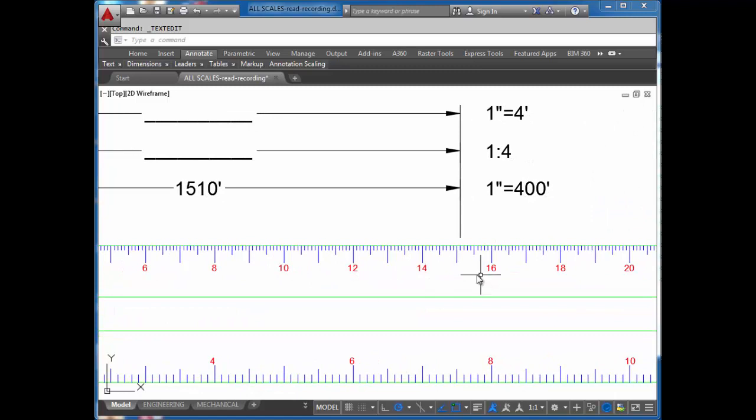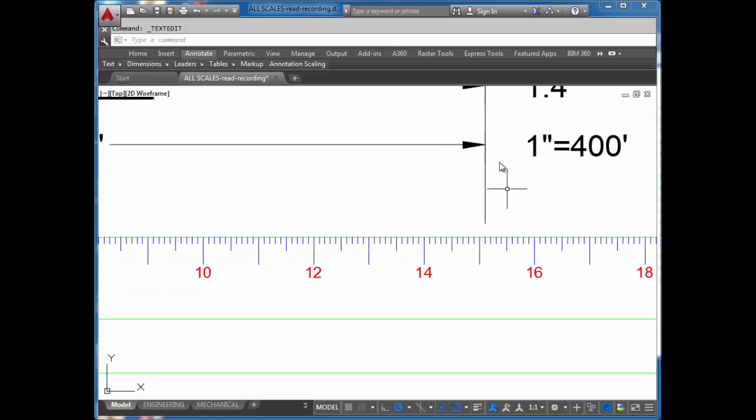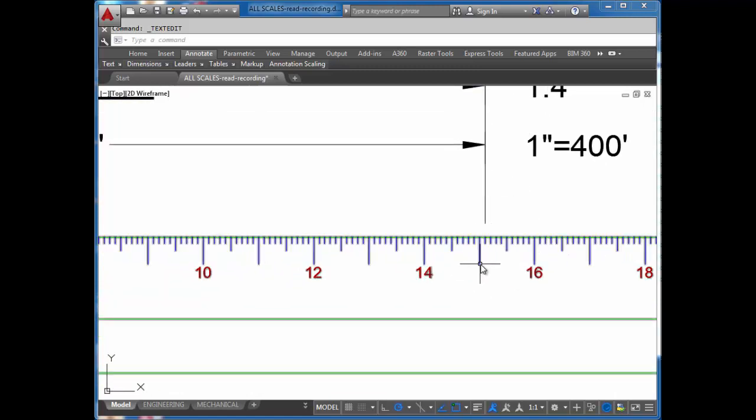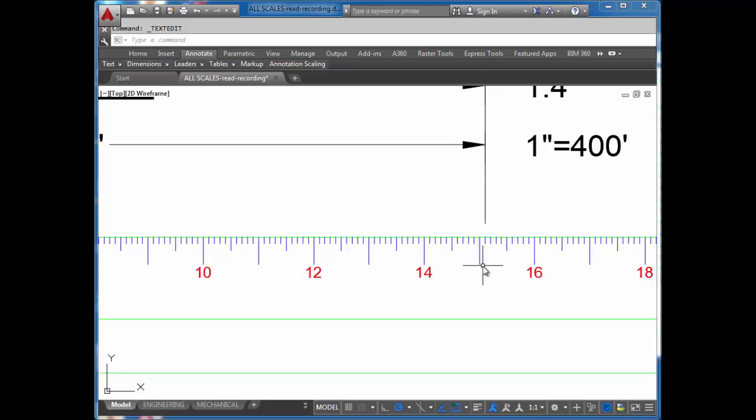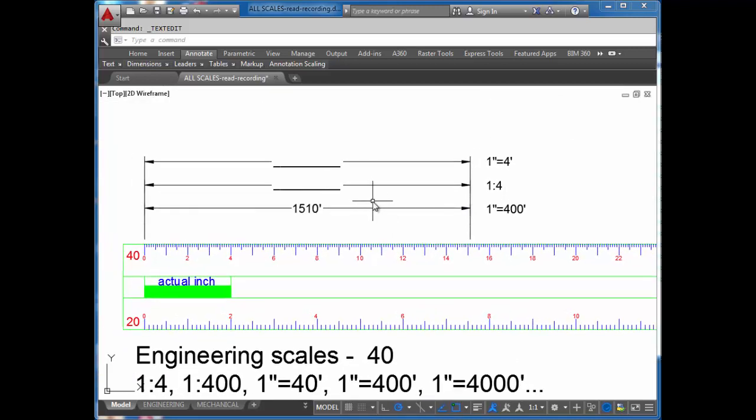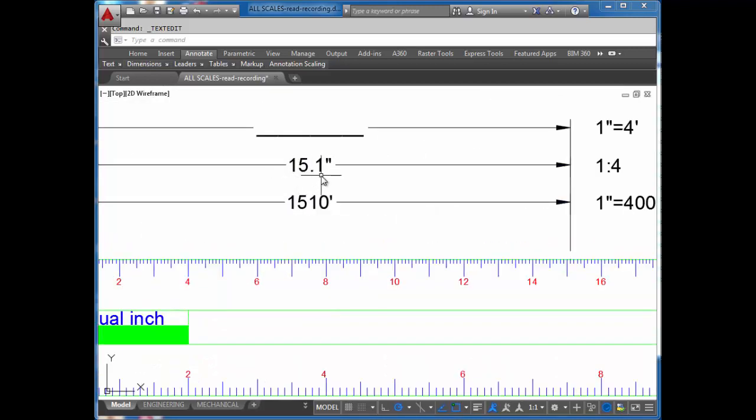So we'll go to the end of the extension line and see that we're at 15.1 would be our answer. With this answer, we can choose to write in the inch marks, or we can leave it blank because we're using 1:4. That's a choice.